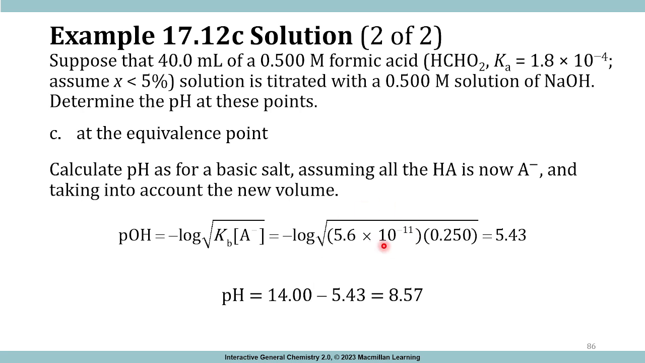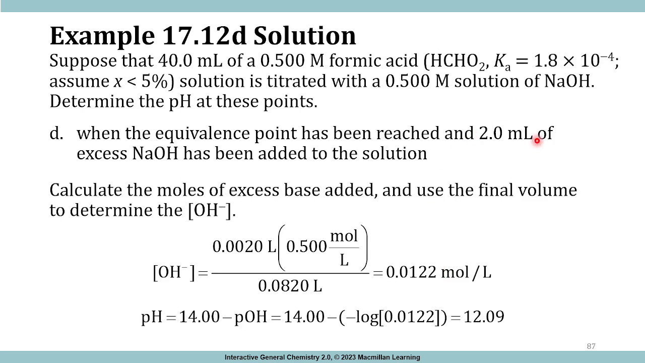We again take that Kb times the concentration we got for that conjugate base, take the square root of that number, and take the negative log of that number. That gives us 5.43. We take 14 minus 5.43. That gives us the pH, which is 8.57. We always ask, does that make sense? Well, we're at the equivalence point for a weak acid. We have to be at a pH that's above what number? 7, exactly. It has to be above 7, doesn't it? So it makes sense.